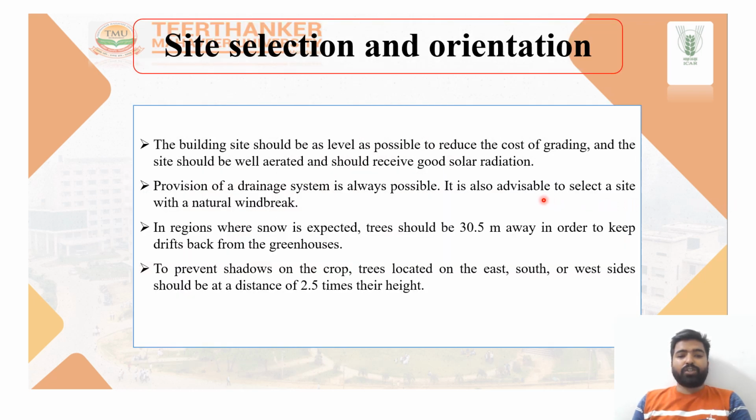Site selection. The site should be as level as possible to reduce the cost of grading, should be well aerated, and should receive good solar radiation. Provision of a drainage system should be possible. It is always advisable to select a site with natural wind breakers. In regions where snow is expected, trees should be 30.5 meter away to keep the drift back from the greenhouse. To prevent shadow on crop, trees located on the east, south or west side should be at a distance of 2.5 times their height.